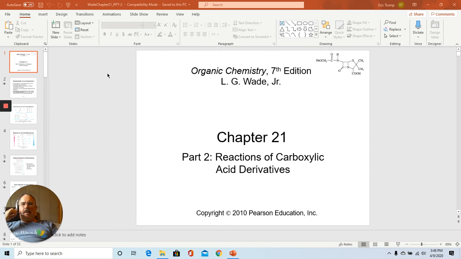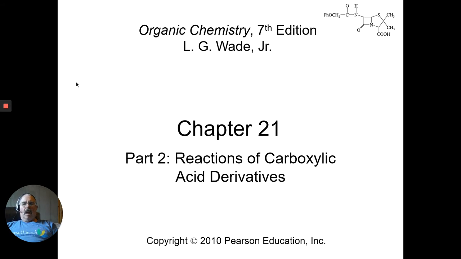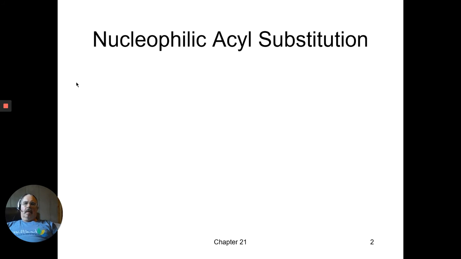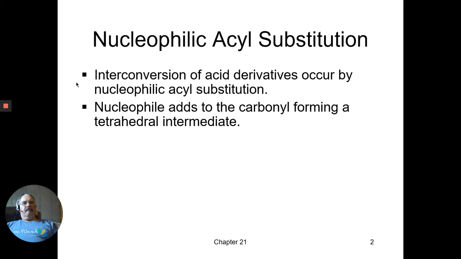Today I'm going to continue with our discussion of carboxylic acid derivatives. This time we're going to look at reactions of carboxylic acid derivatives. The primary mechanism, this is most of the reactions in this chapter, is one called nucleophilic acyl substitution. This usually involves interconversion of acid derivatives into other acid derivatives.